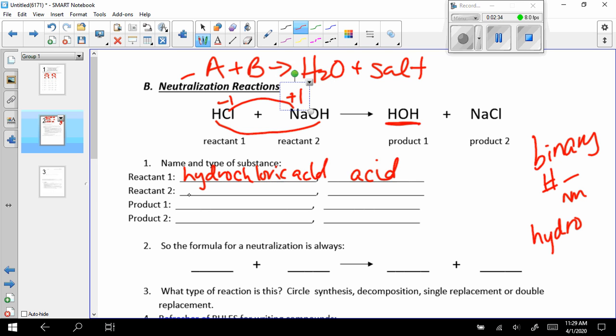All right, reactant 2 is sodium, and then I go to table E, and OH is hydroxide, and I don't change those names, so sodium hydroxide, there's my base. HOH is water, so I'm just going to write water across here because you don't really have to write out its name. NaCl, sodium chloride. And that is an ionic compound.